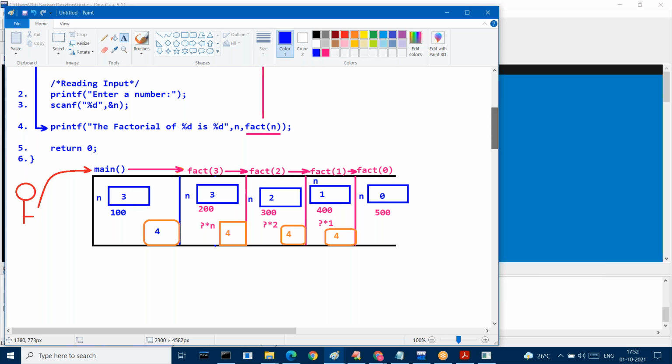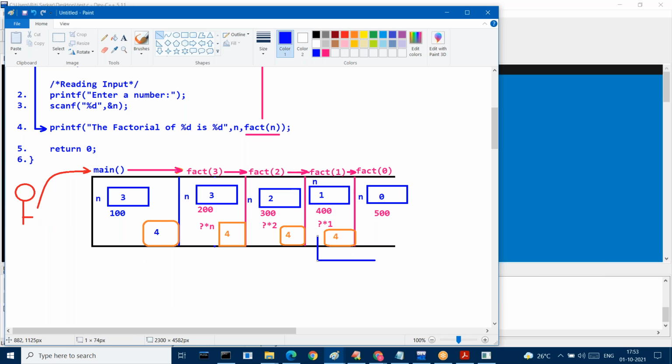But where to return, sir? Started from main, now came back to fact 0. Where to return? To your caller. Who is your caller? My caller is fact 1. So return that value to your caller. Then what value will be returned? The value that will be returned is 1.